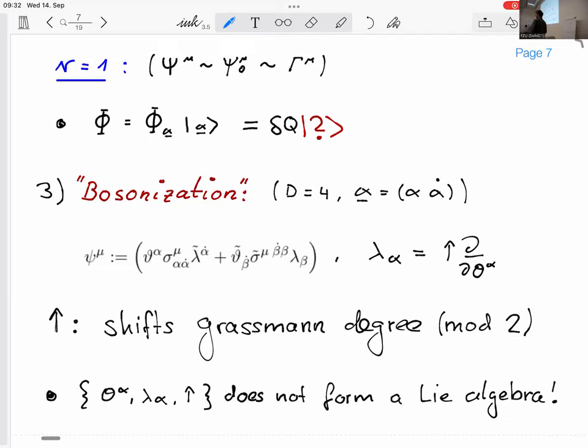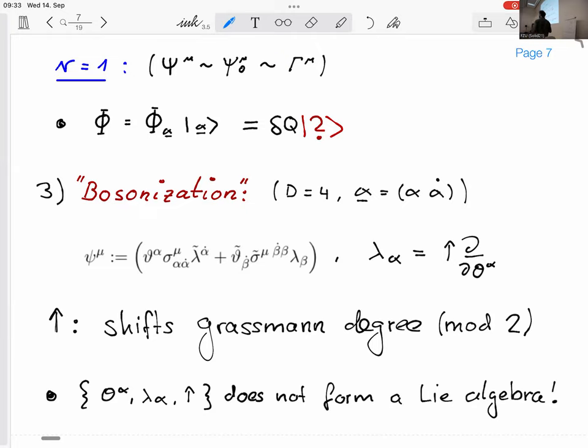And we try to repeat this bosonization. So now we have just alpha and alpha dot in the notation. Okay. So now comes what we call bosonization, is we write the psi mu, this thing, we write it as a theta times Pauli matrix times a lambda. So this should be somehow the square root, but doesn't work, of course, because you don't have fractional statistics in one dimension. So what we do is we take lambda to be bosonic, so Grassmann even, and theta to be Grassmann odd. So you write it as a Grassmann even times Grassmann odd.